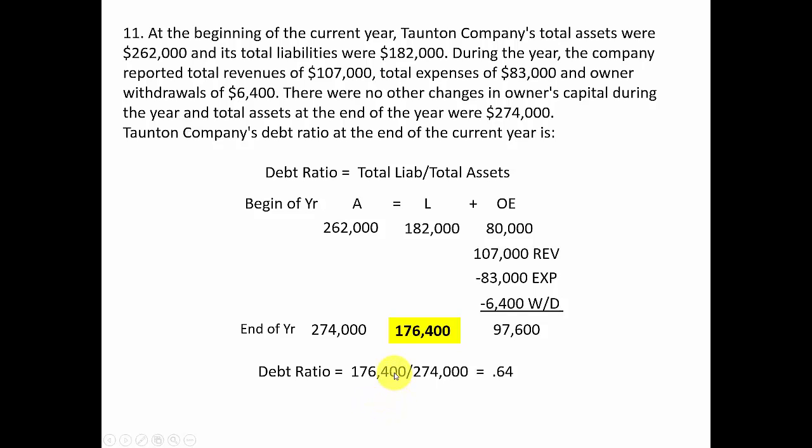176.4 divided by 274 gives us 0.64. That's our debt ratio, 0.64 to 1. That means we've got 64 cents of debt for every dollar we have in assets. Higher would be something the bank would not like. They would like this to be lower so that they have less risk on their part.